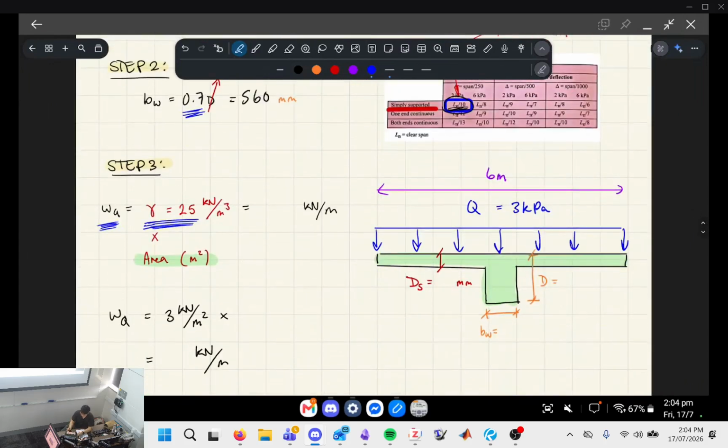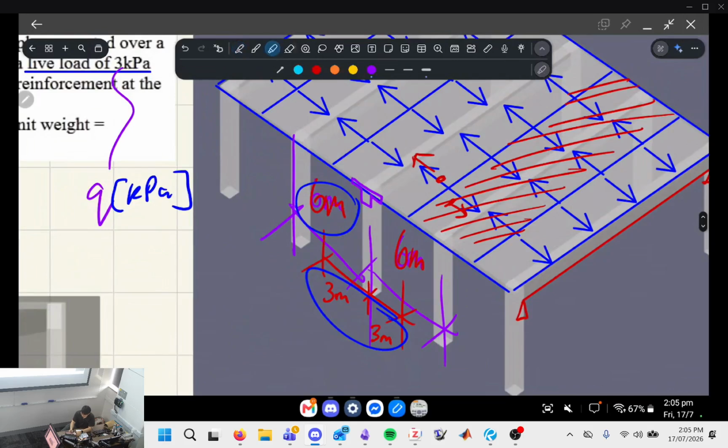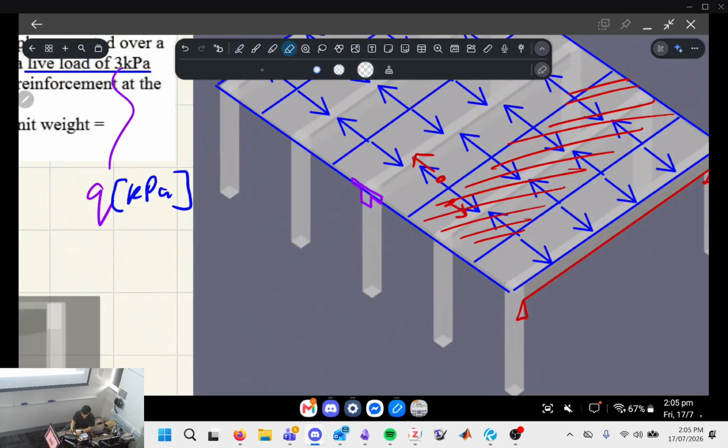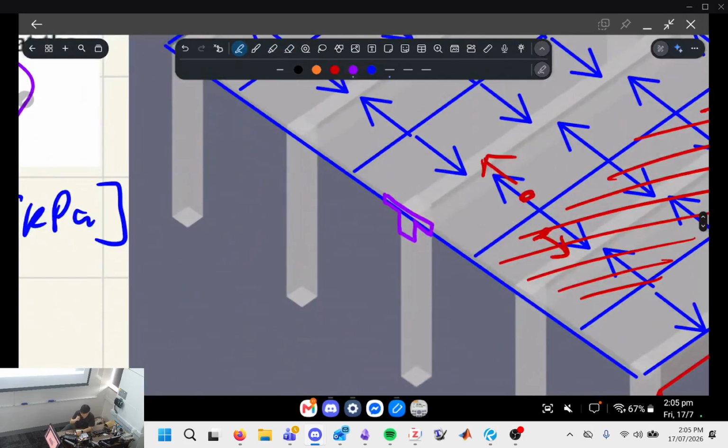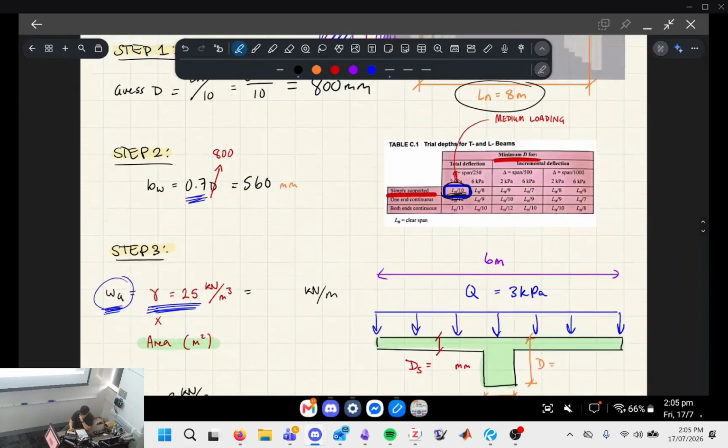When we're calculating the self-weight, we need to pretend that it's the entire tributary width for the flange. So if I look back at this diagram, instead of taking this little T-beam's width, we're going to literally take it from the middle of where the load is attracted from, all the way to the middle. So this entire area is what we calculate our self-weight from. Otherwise, some of the self-weight might not be accounted for, which is no good.